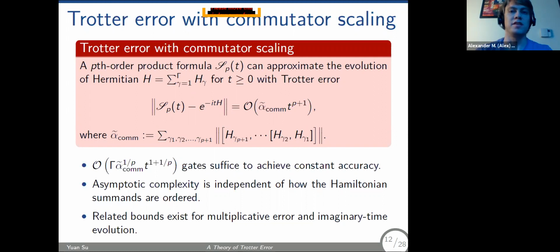I see. So you start with this formula, and then the next step would be to look at the specific Hamiltonian you're considering and try to bound the commutators for that Hamiltonian. Exactly. Right. Okay.